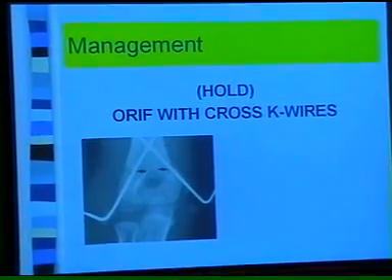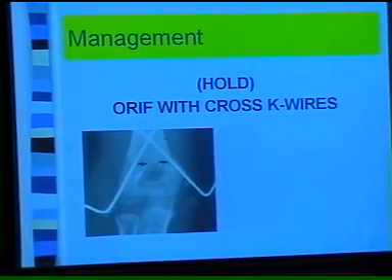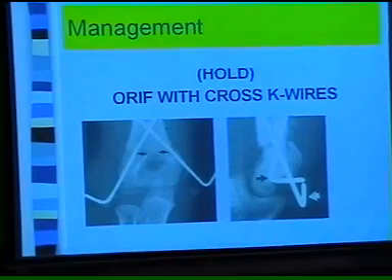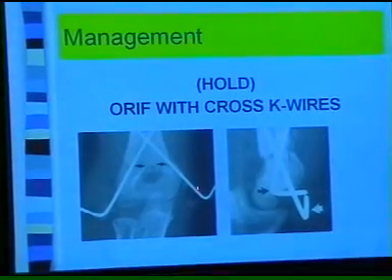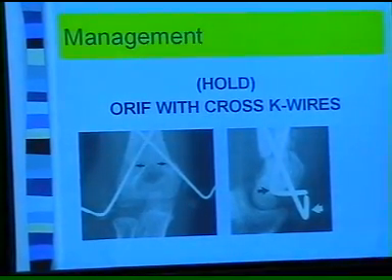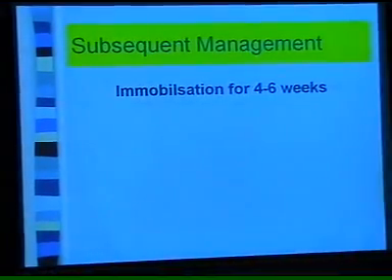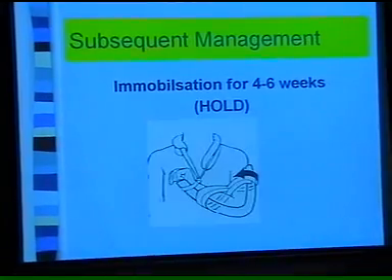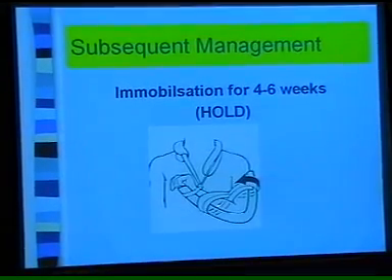In the grade 3 ones, 2 wires, one on either side. This is the AP view, and that's the lateral view. These wires are outside the skin. They're pulled out at 4 weeks' time. Just pull them out in the clinic. And what is the subsequent management? Total immobilization is around 6 weeks, and that's how you immobilize.